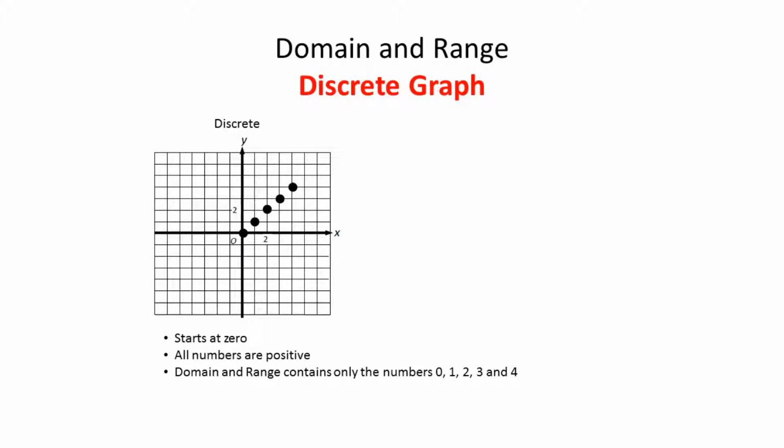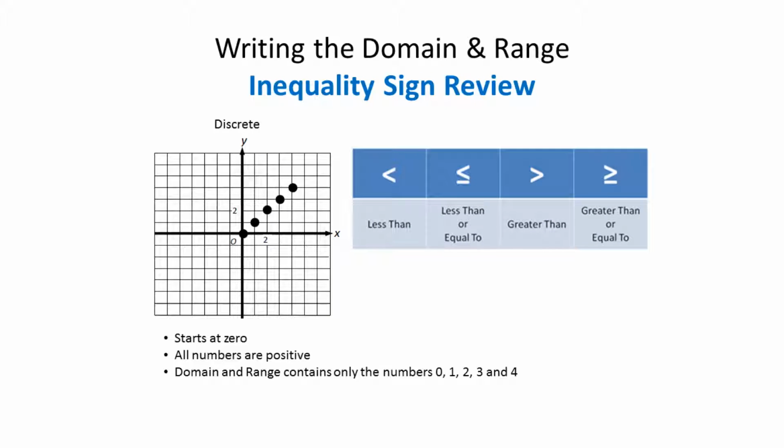From a domain and range perspective, I see that this graph goes from the points (0, 0), (1, 1), (2, 2), (3, 3), (4, 4), almost like a linear function, except it's a discrete linear function because it doesn't have any decimal places, it's only whole numbers. In this case, we need to review our inequality signs, and that is because we don't have arrows on the ends of this function. What we do is we have solid dots. If I have solid dots, that is when we are going to use the less than or equal to and the greater than or equal to signs.